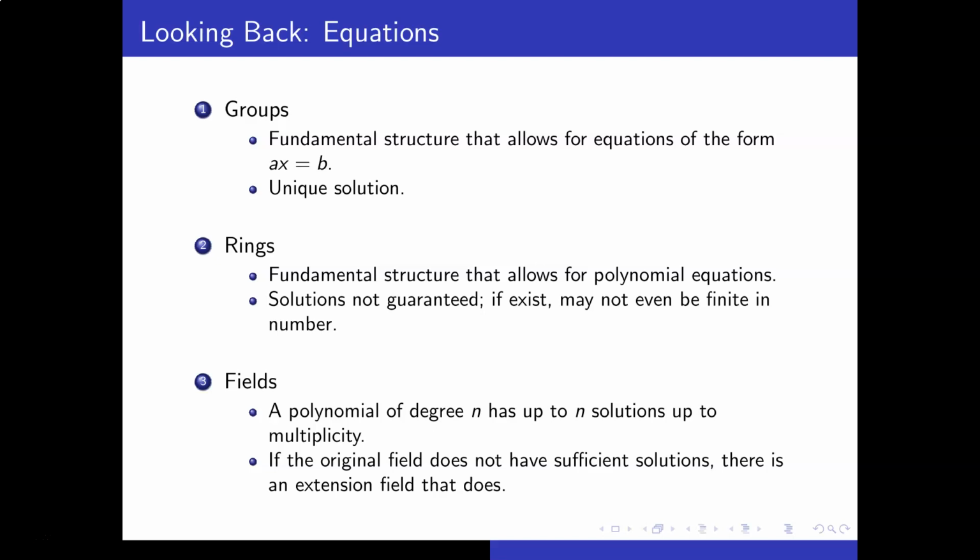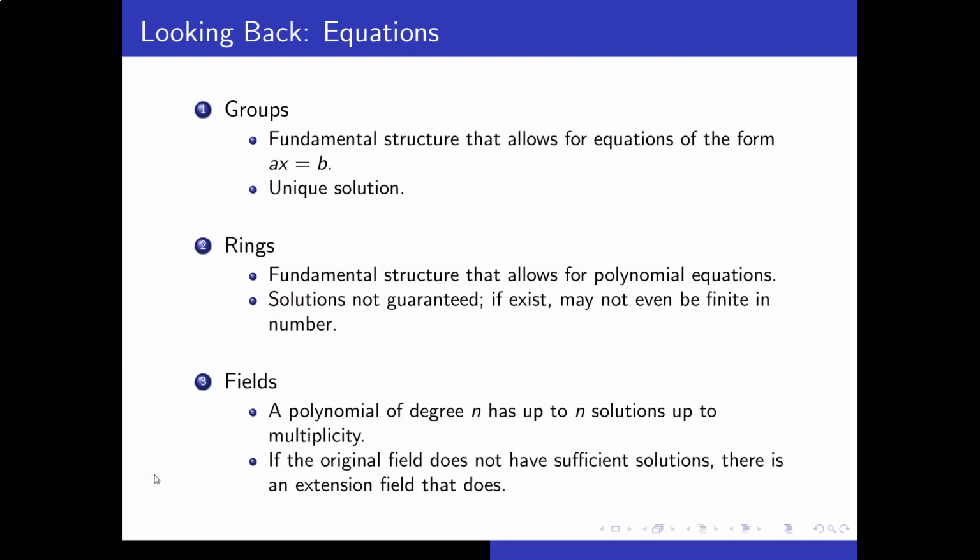I can talk about a polynomial of degree n in a field, and it will have up to n solutions counting multiplicity. So if you look at x squared equals 0, 0 is a solution to that. It actually has two solutions because it's x times x equals 0, so you count 0 twice as a solution. We've also seen that with fields, if I have a polynomial equation and my original field doesn't have a solution, that's okay. I can find one that does. I can extend it using the Kronecker extension theorem and get a new solution.